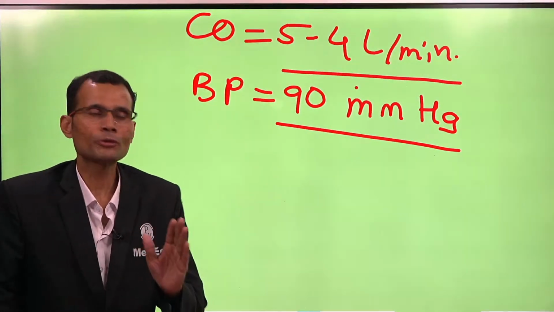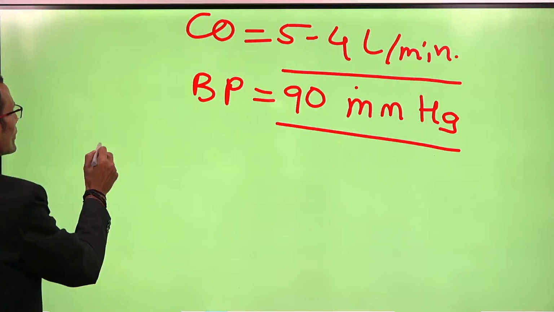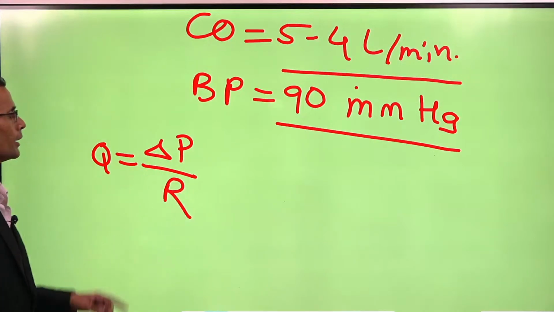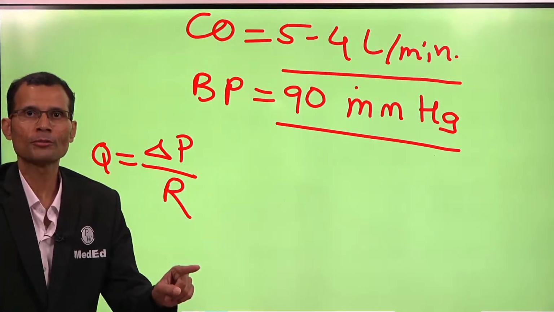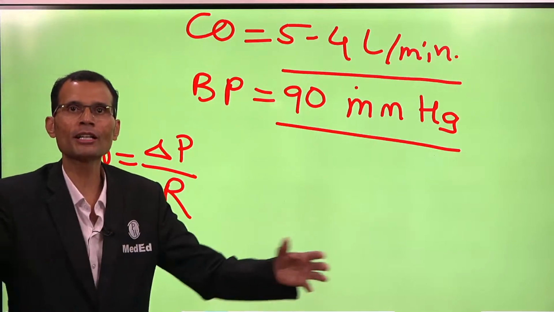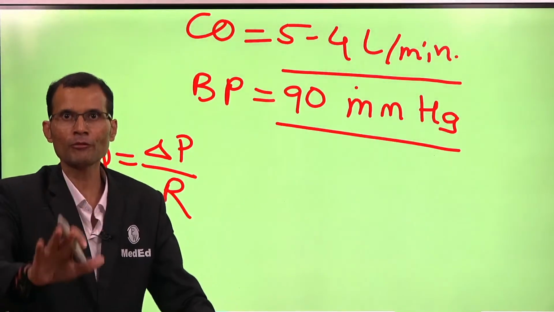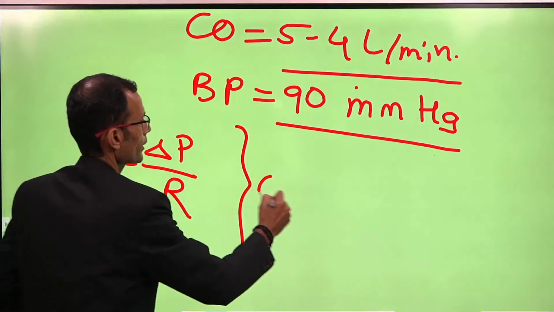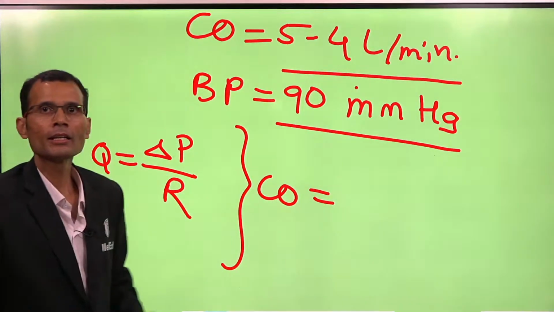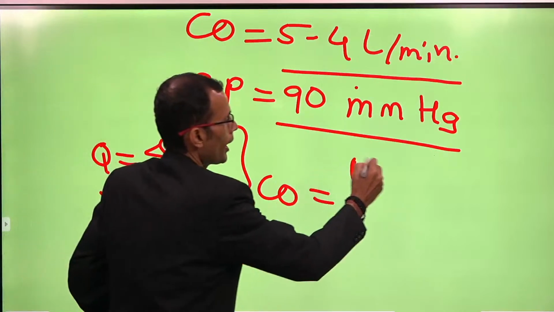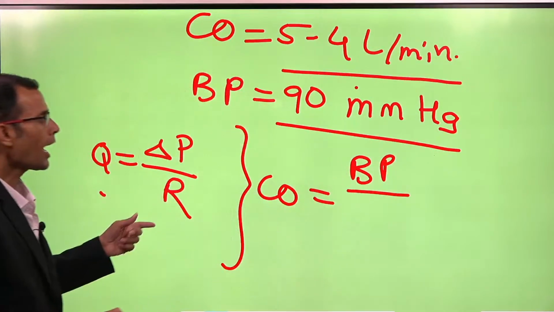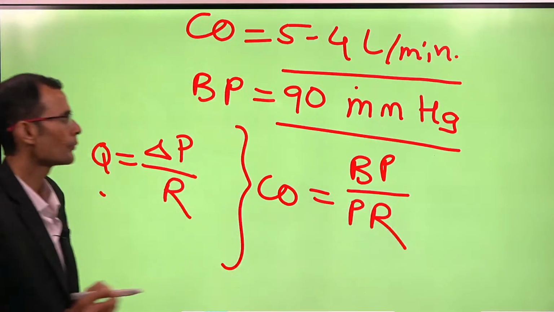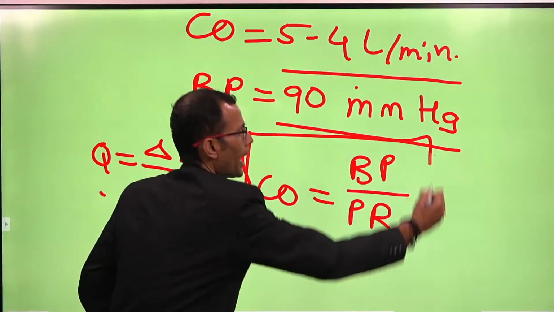Now look, first of all, what is Ohm's law? Ohm's law is Q is equal to delta P upon R. Q is flow, and blood flow to all organs is equal to cardiac output. So in place of Q we will put cardiac output. Delta P is pressure, so arterial blood pressure, and R is resistance. Okay, so this is the peripheral resistance. So this is the application of Ohm's law.